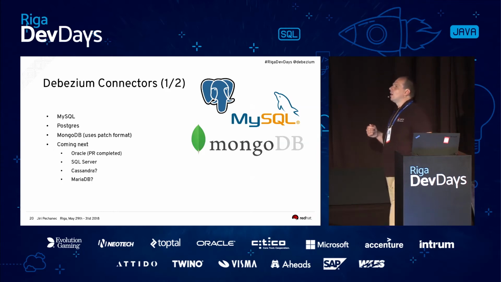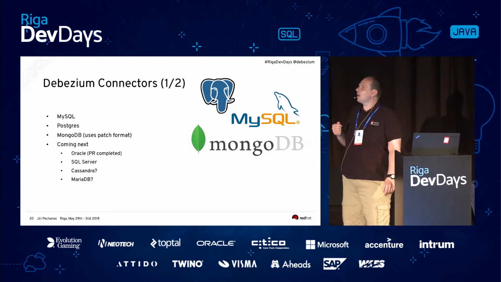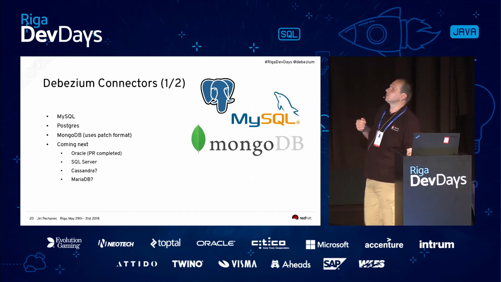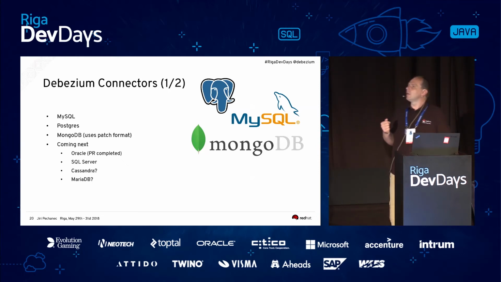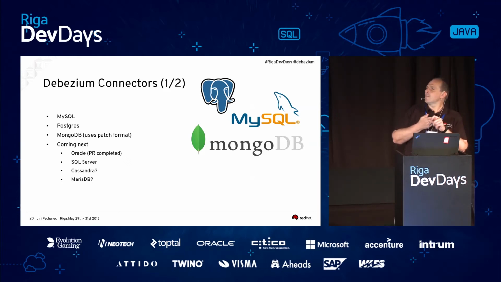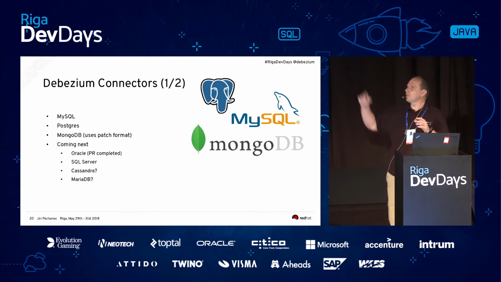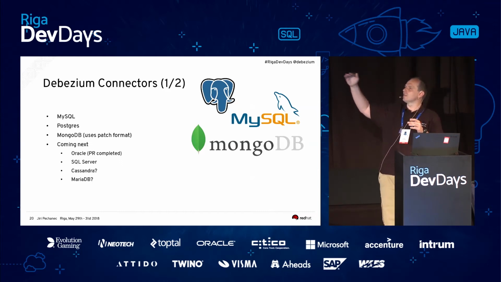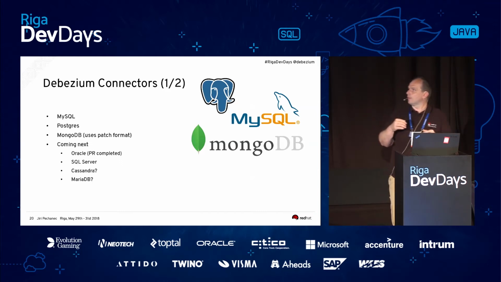So, which connectors are offered by Debezium? Right now, we are providing three connectors. Historically, the oldest one was MySQL. Then came Postgres. Next came MongoDB, which is a little bit specific because it uses a different format from the other databases, given the limitations of the Oplog.